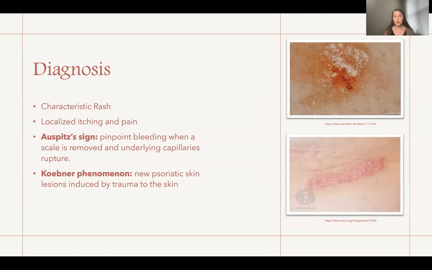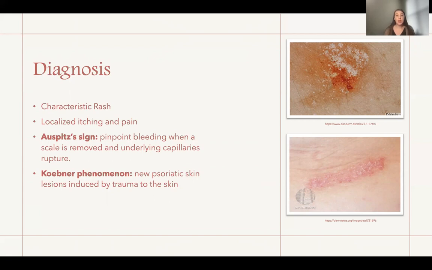Sometimes it is difficult to diagnose moderate or mild psoriasis and differentiate it from other skin conditions such as eczema. But in addition to the characteristic rash and localized itching and pain an individual with psoriasis has, Auspitz sign and Koebner's phenomenon are ways in which your clinical provider can help diagnose psoriasis. Auspitz sign is when a scale is removed from a psoriatic lesion and bleeding occurs. The bleeding occurs because the underlying capillaries have been ruptured, and this is a clear indication of psoriasis.